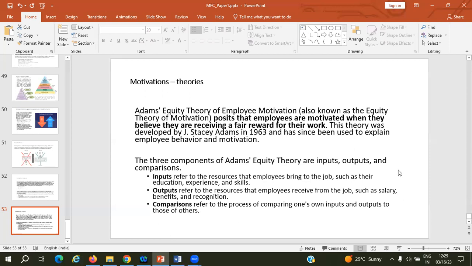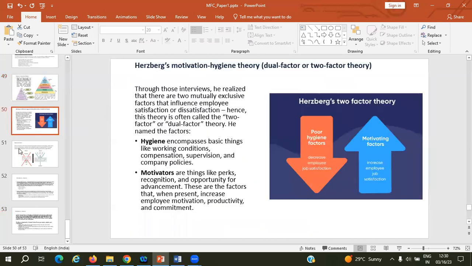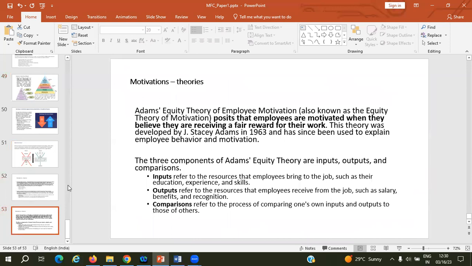So this is another motivational theory. We studied around 8 theories which are part of your syllabus. The first ones we studied were Maslow, ERG, two-factor theory, Theory X and Y, acquired need theory, Vroom's expectancy theory, and Adams' equity theory. That means 7 theories we studied. Another couple of theories are here in the syllabus. We can complete that.